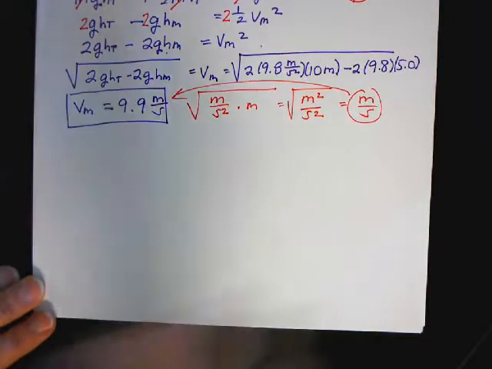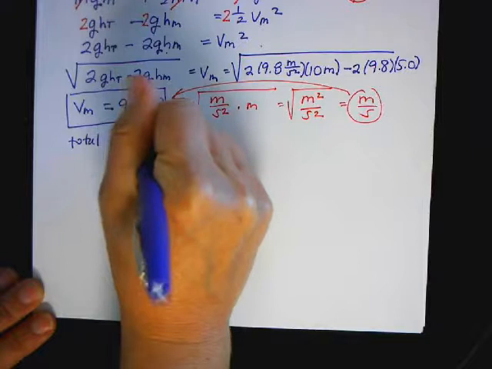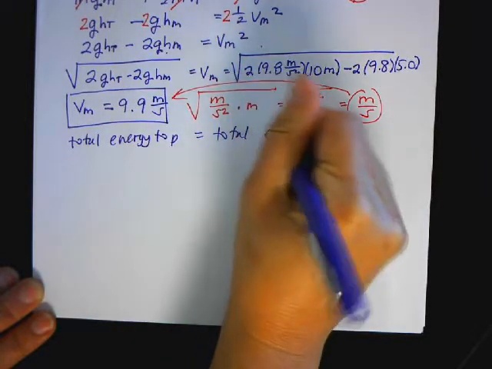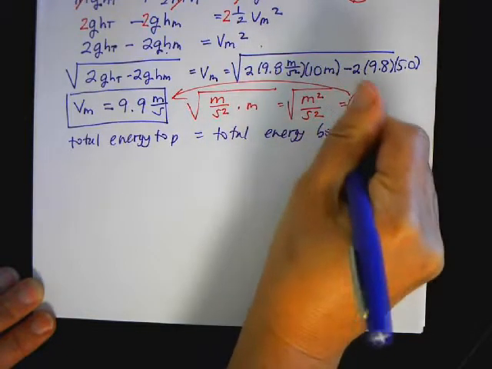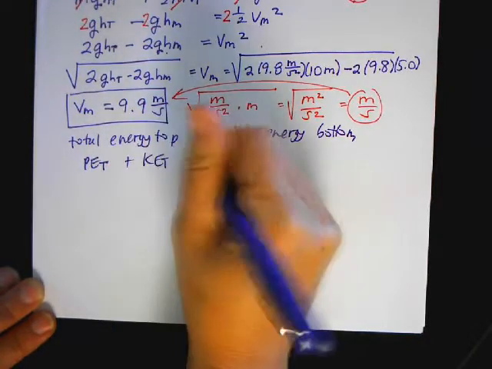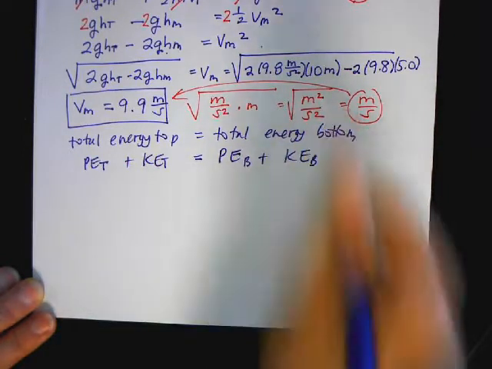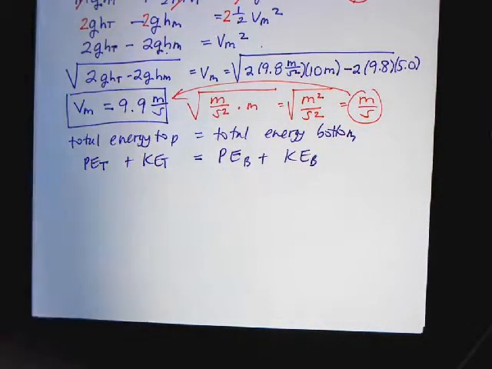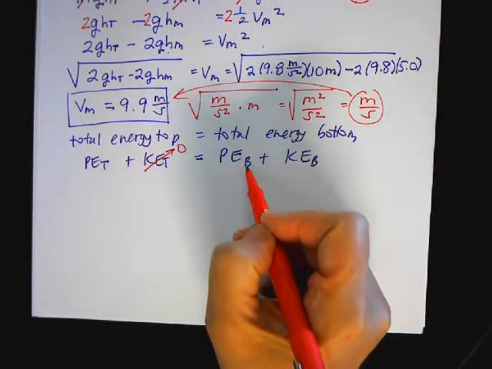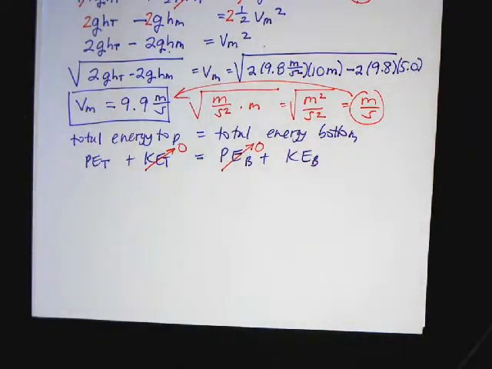So what I'm going to say is, the total energy at the top is equal to the total energy at the bottom. So the potential energy at the top plus the kinetic energy at the top is equal to the potential energy at the bottom plus the kinetic energy at the bottom. But now, before I start substituting in, at the top, it's all potential, so the kinetic energy is 0. And at the bottom, the potential energy is 0. So this makes it a little easier.